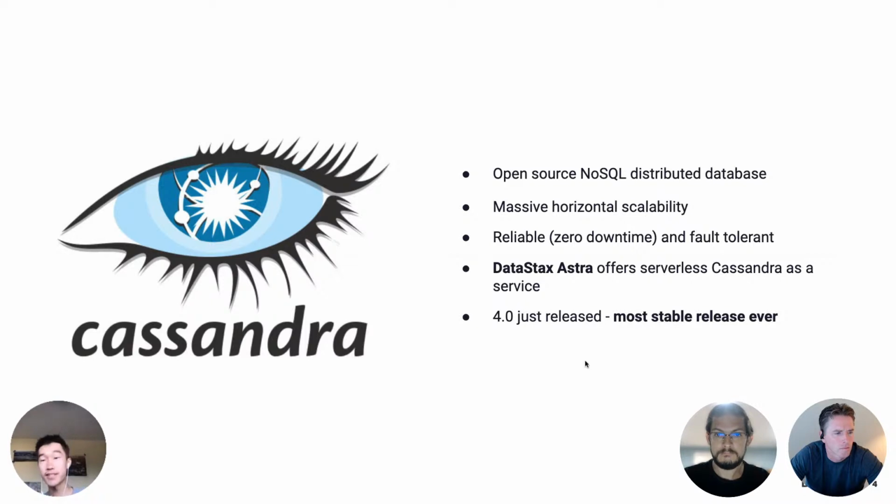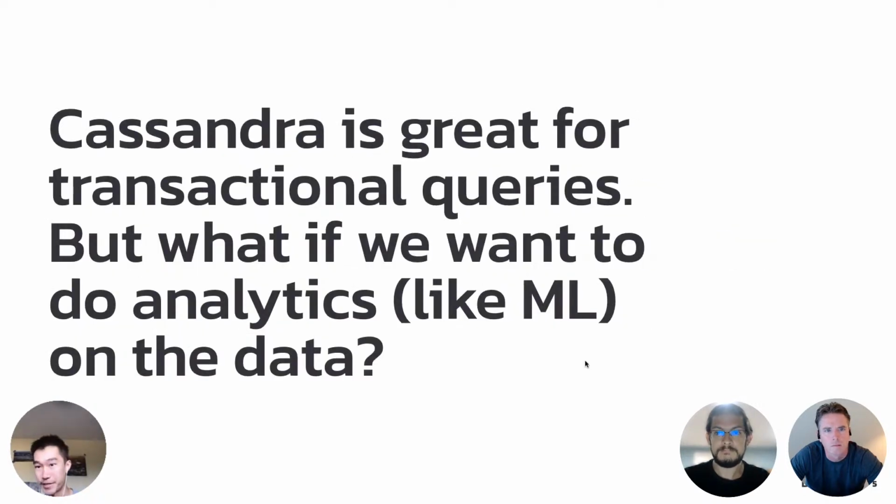OK, so Cassandra is great for transactional queries. Those are queries that essentially look at maybe one row or a couple rows inside the database. For example, if you wanted to ask, I have this user ID, can you get me their username? That would be an example of a transactional query. And Cassandra is really good at those. It can search through the table and get you the information that you need really, really quickly.